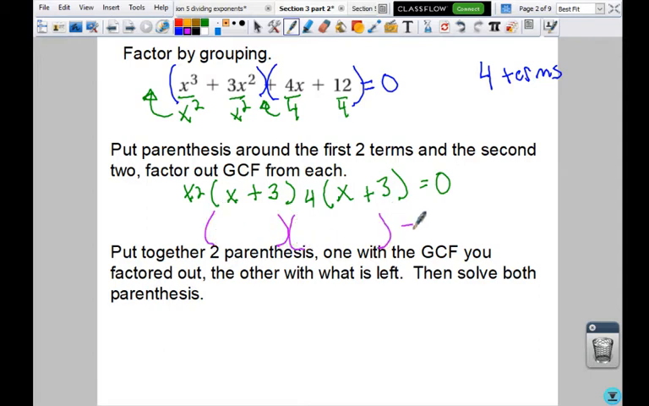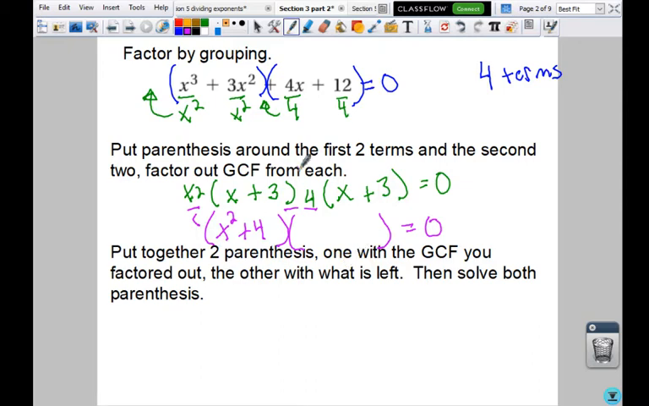In my first parenthesis, I am going to take this stuff on the outside that I factored out, x squared and 4. The order actually doesn't matter, but this is the order I do it, so I try to be consistent. I'm going to put them inside my first parenthesis. I'm going to go x squared, and because that's positive, I'm going to go plus 4.